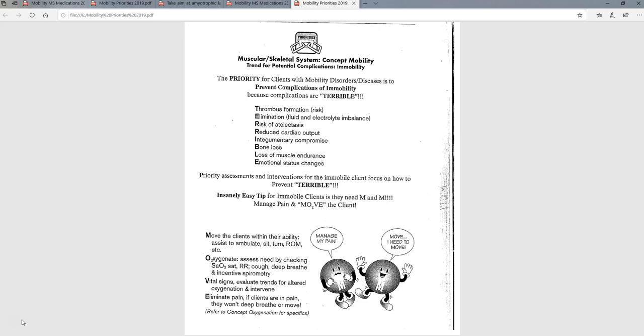The reason why we have to look at that is everything we are discussing in mobility centers on this paper. All the complications of immobility, regardless of whether they have back pain, osteoporosis, osteoarthritis, ALS, or MS, they are high risk for developing this complication. Thrombus formation. A patient that lays in the bed and is not moving is high risk for thrombus formation.